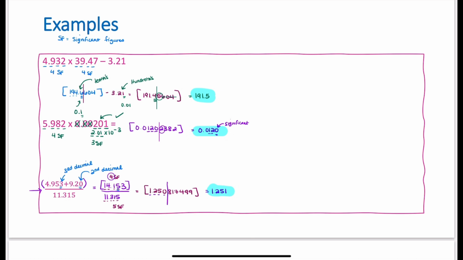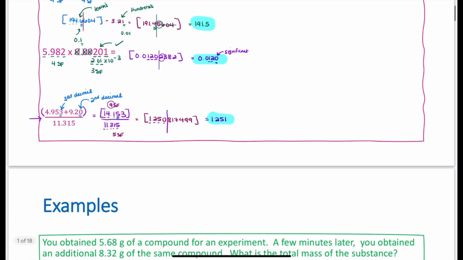So I've done these 3 so far. Hopefully this makes sense. Hopefully this is what you're familiar with. If you're unsure, come ask for some help, okay? Or reread your sig fig rules. But let's continue our practice.